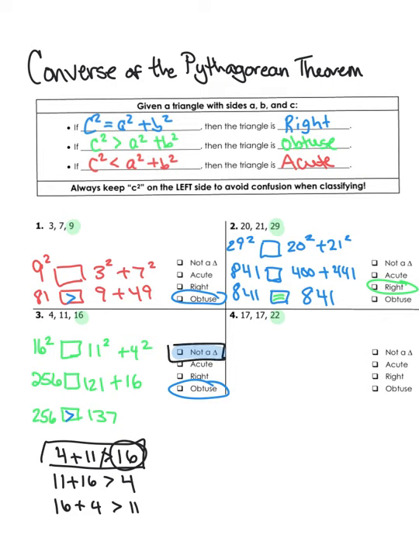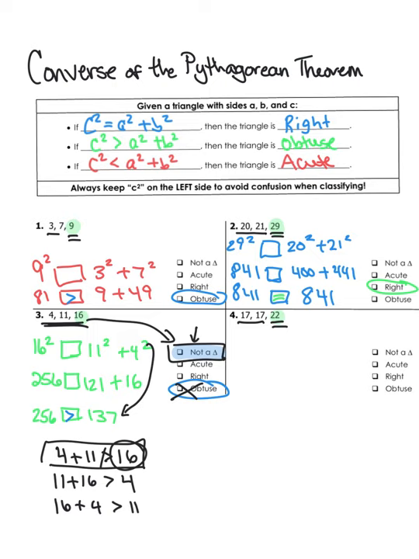If I look at my others, 7 plus 3 is greater than 9, so this is a valid triangle. 21 plus 20 is greater than 29, so this one is a valid triangle. 17 plus 17 is greater than 22, so this one is a valid triangle. So while I did all of the work to find that it should be obtuse, I should have stopped here and realized that it's just not a valid triangle to begin with. So this would be an incorrect answer. The correct answer would be not a triangle.